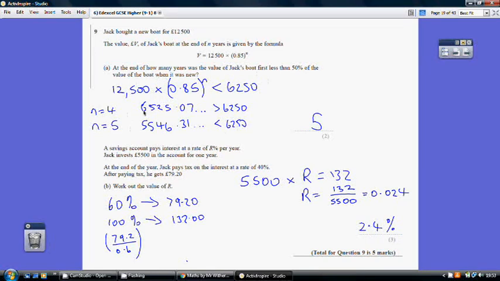Now for part B, we've got a savings account paying a rate of interest. Jack invests this. After tax, he gets £79.20 interest. So after the 40% has been deducted, he gets £79.20. So this represents 60% of his gross interest, of the total interest he had before the 40% was deducted. 40% deducted, 60% not deducted. So if this is 60%, how much interest did he have?